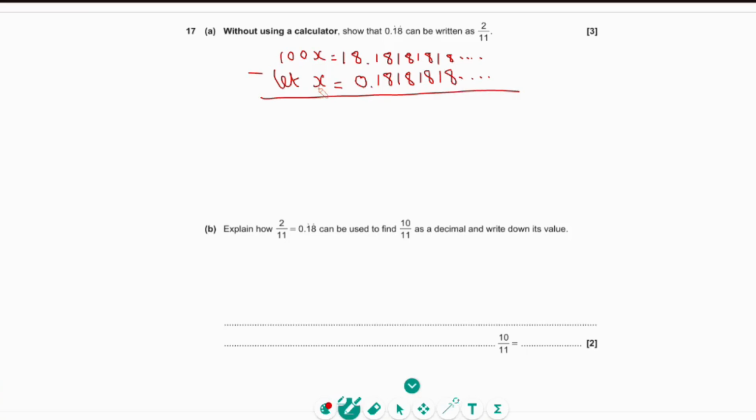Subtract: 100x minus 1x is 99x. I subtract here, all of these disappear. I'm left with 18. Divide both sides by 99. It's going to simplify on your calculator. 18 over 99 simplifies to 2/11.